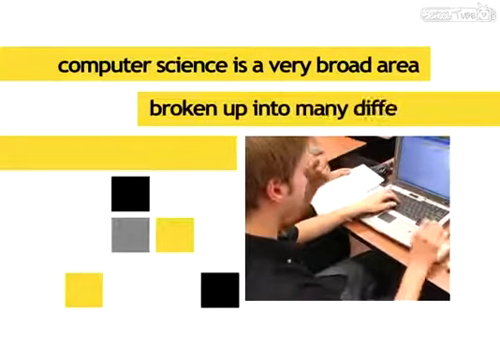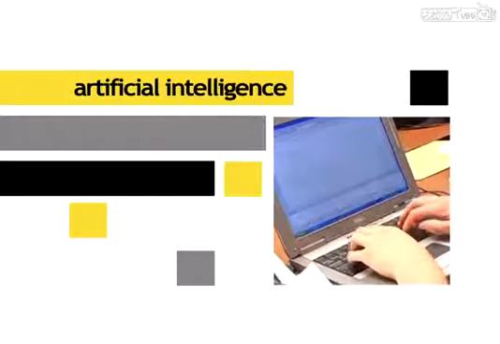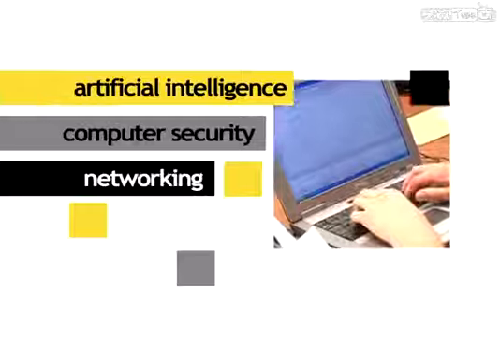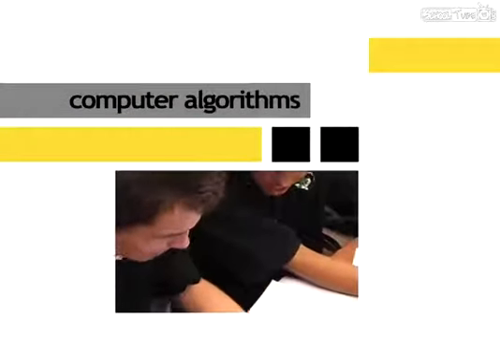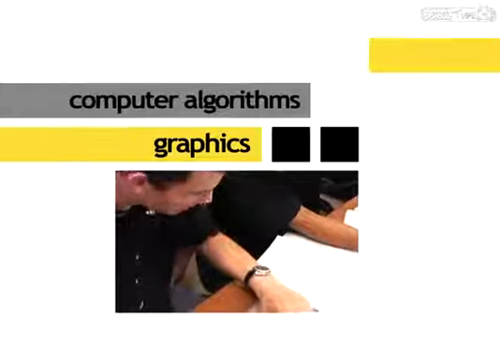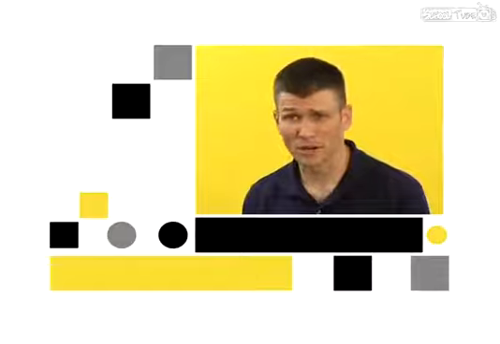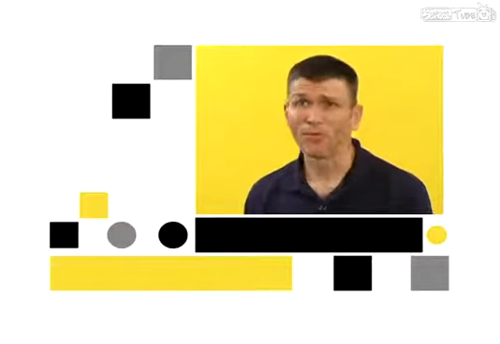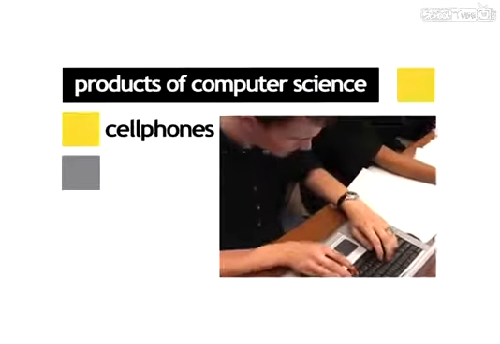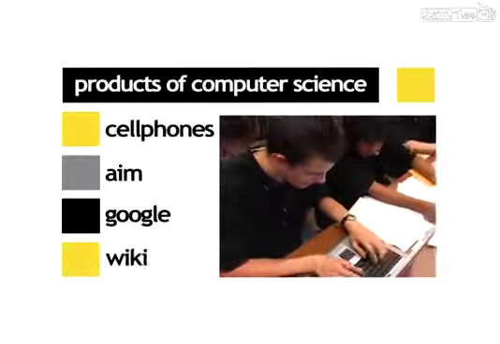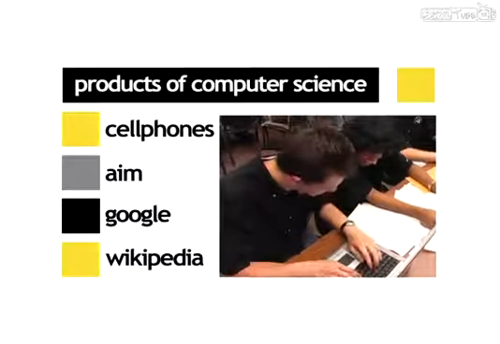So computer science is a very broad area, and it's broken up into many different sub-areas. Some of those areas include artificial intelligence and computer security and networking, computer algorithms and graphics, and many, many, many more. And people are often familiar with the outcomes and the products of computer science and computation more so than the study of computer science itself. Everyone's familiar with their cell phones and AIM and Google and Wikipedia and all those things, all those great tools. Those are certainly outcomes of computer science.